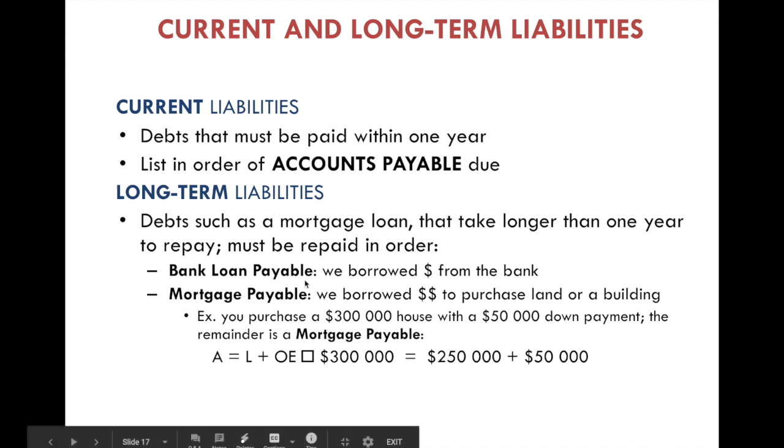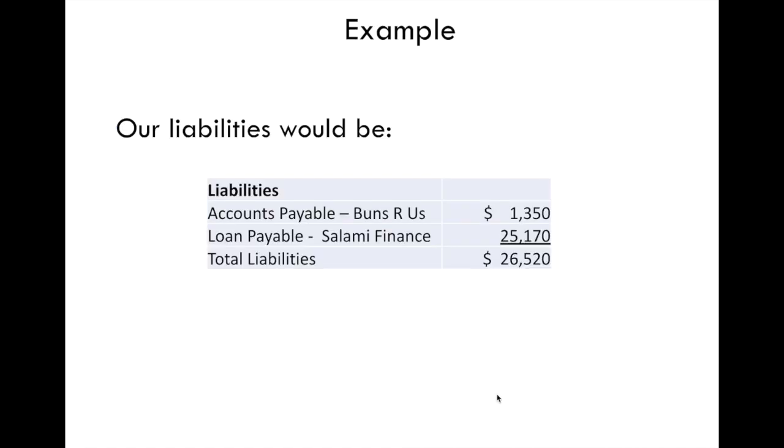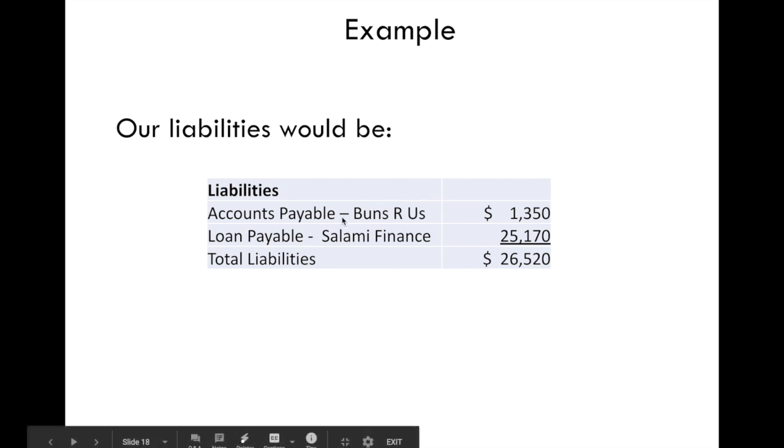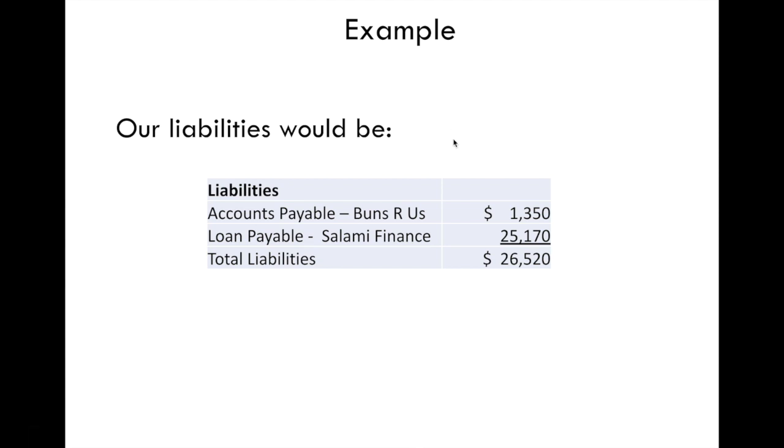And there's an example of a mortgage payable here. Okay, so here's an example of what the liabilities section would look like. If we have some accounts payable to a store that makes buns, like hamburger buns or sandwich buns, we'd have that first because accounts payable is paid within 30 days, same as accounts receivable. And then next we'd have loan payable. So this would be paid in a couple years, let's say 5 years, who knows.